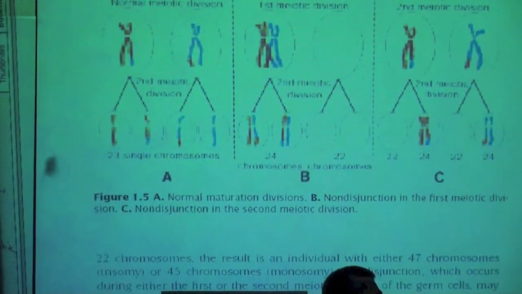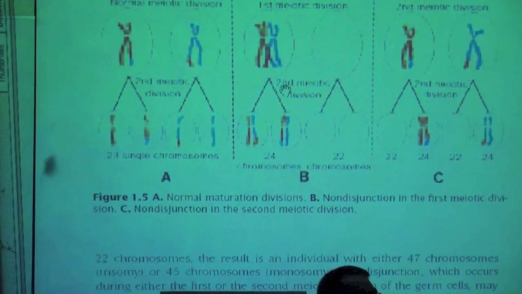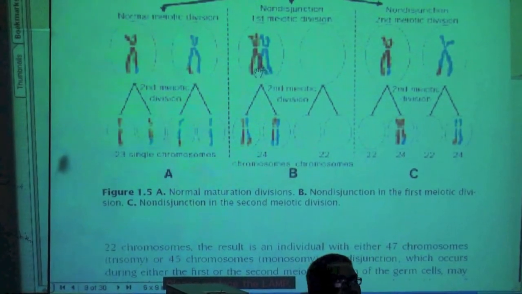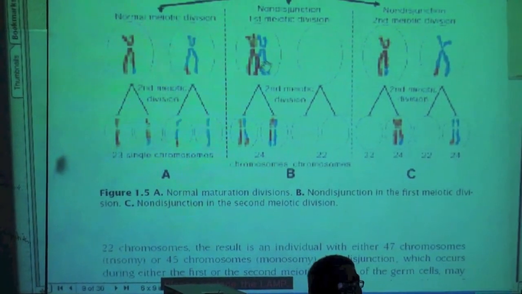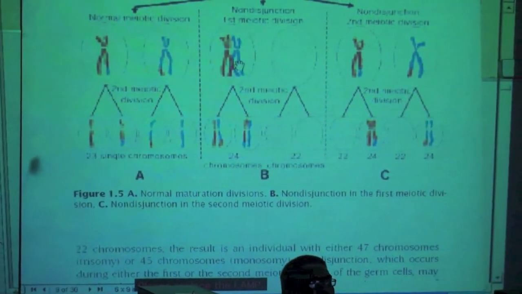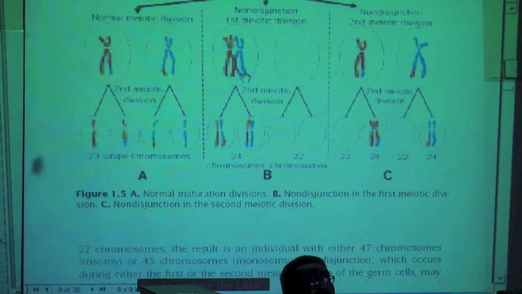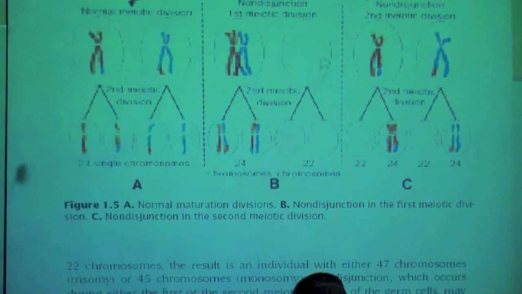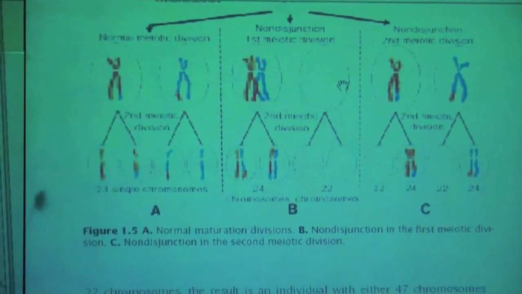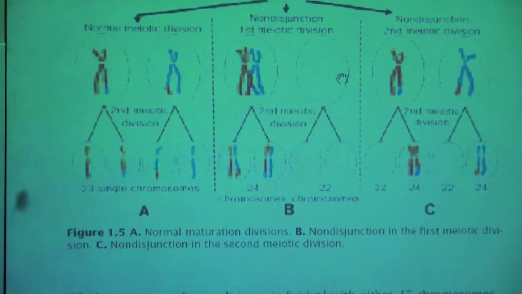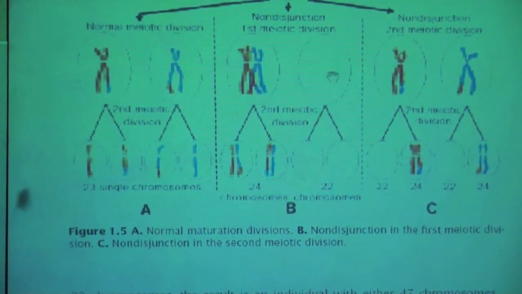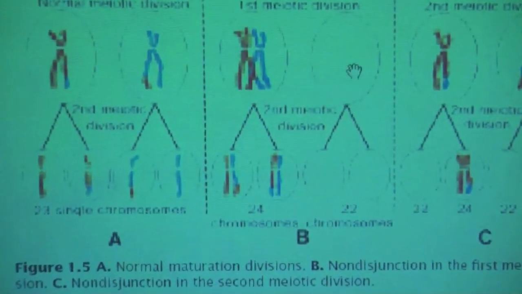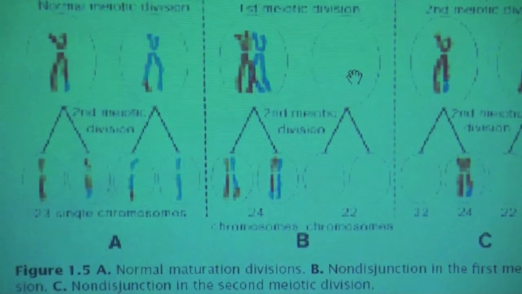Now, there's one important point here. In the first meiotic division, chromosomes come together, exchange their genes and then separate. But sometimes they fail to separate. When they don't separate, both chromosomes go into one cell and the other cell has nothing. This is called non-disjunction. In this case, one sperm may have 24 chromosomes and another sperm may have 22 chromosomes, okay?